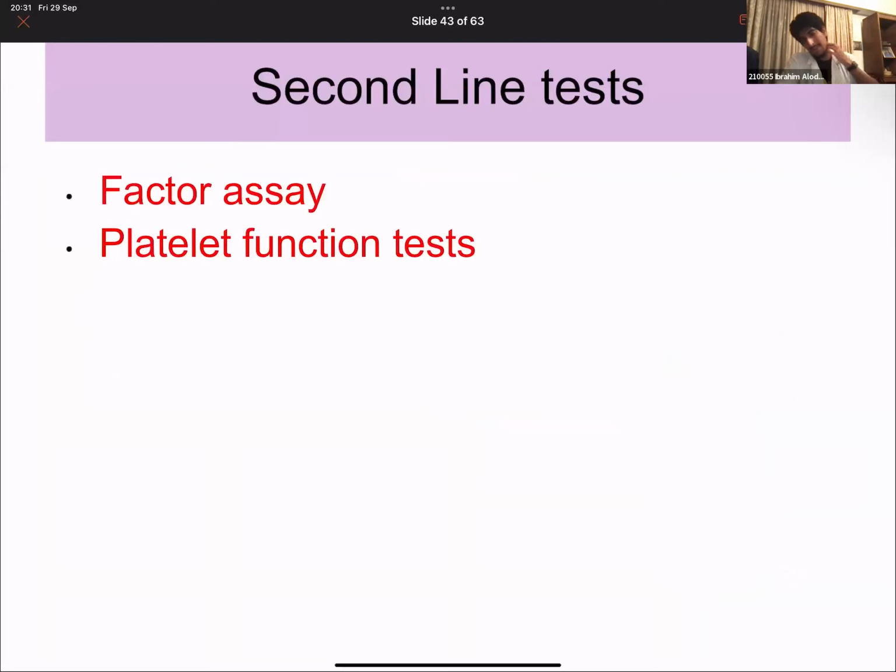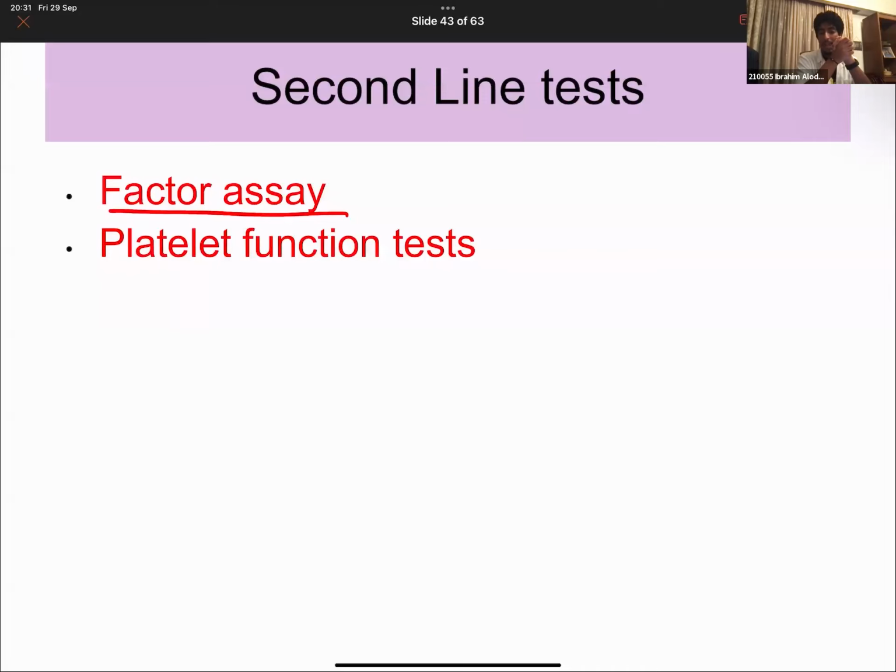So, second line tests. Now we talked about the first line tests and how to check PT, APTT, etc. For second line tests, you can just straight up do a factor assay. A factor assay is basically checking for the specific amount of each factor.